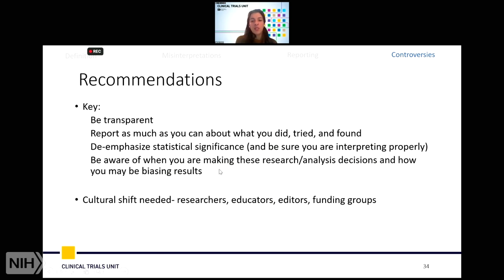And be aware of when you are making these research or analysis decisions, those researcher degrees of freedom, and how you might be inadvertently biasing your results, or how you might have made a different decision and obtained a different result, and whether or not that's relevant for your findings.